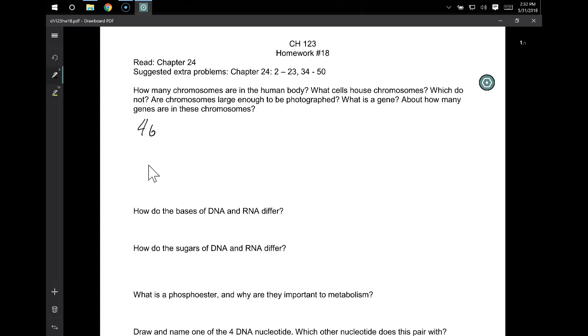What houses the chromosomes? What cells house the chromosomes? Everything except for the red blood cells. Okay, so can we photograph the chromosomes? Are they that big? Yeah.